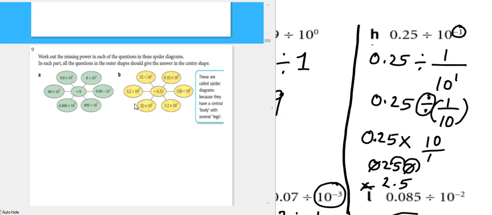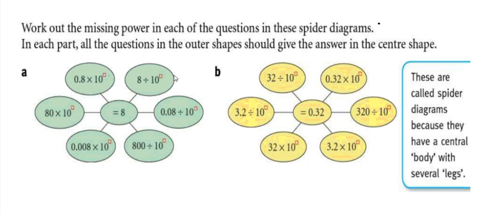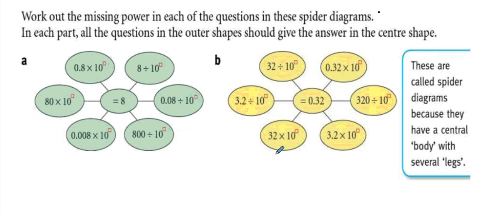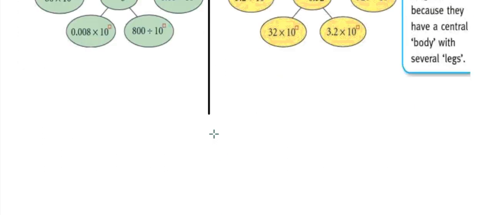Okay, the next page is a spider diagram. The question says, work out the missing power in each of the questions in these spider diagrams. In each part, all the questions in the outer shapes should give the answer in the center shape. Okay, let us put borders. Alright, so this part will be for diagram A.